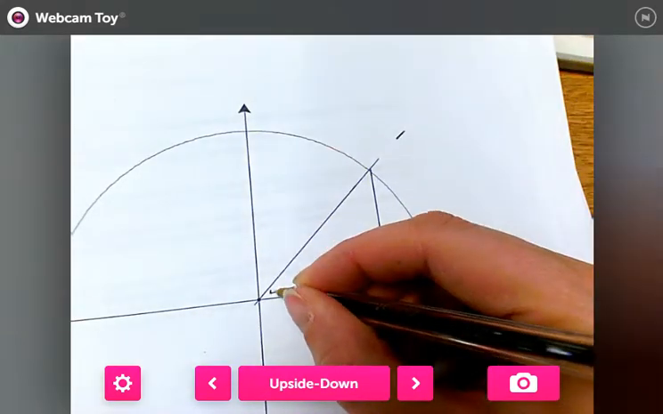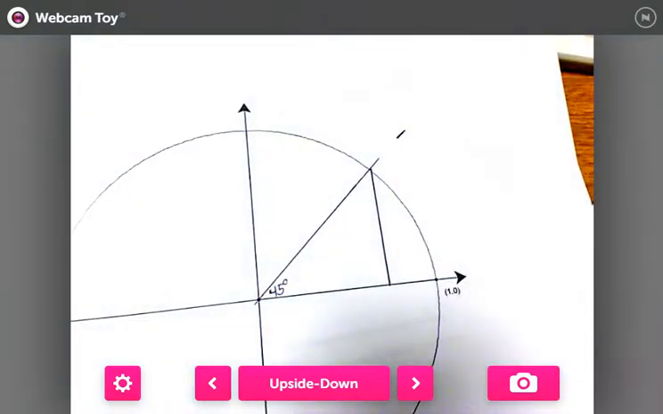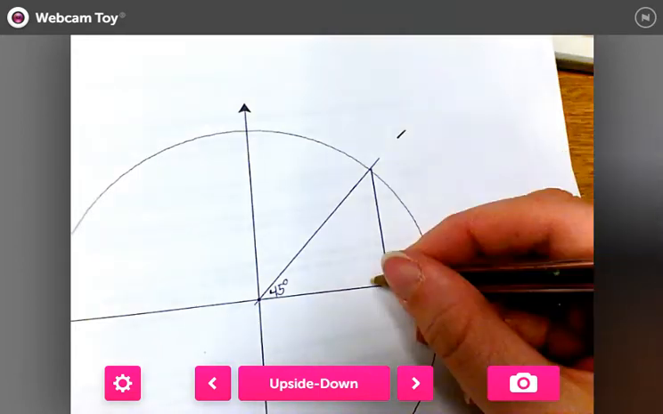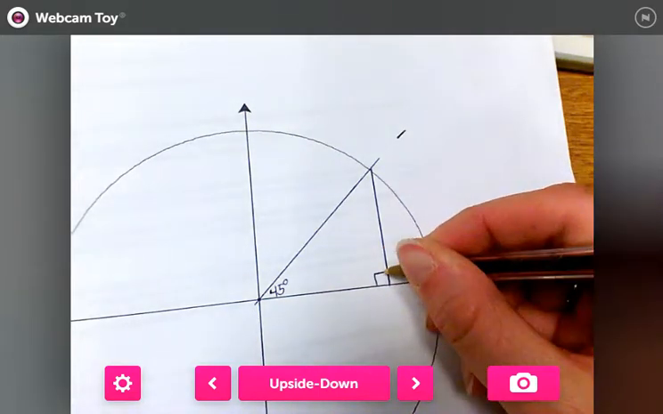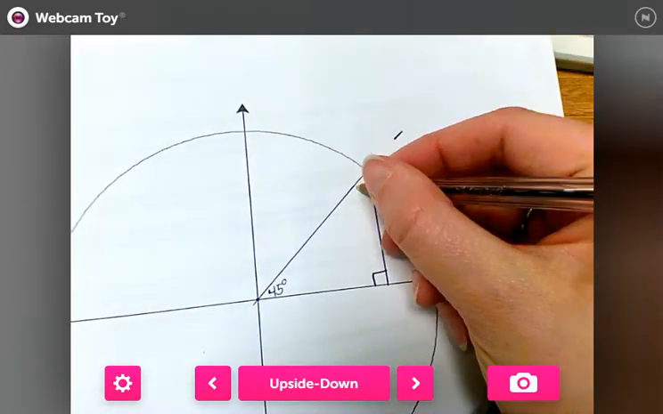This right here is 45 degrees. We measured it. This right here is 90 degrees. It forms a right angle. You can just make this little mark right here, or you can write 90. It doesn't matter. This right here is also 45 degrees.